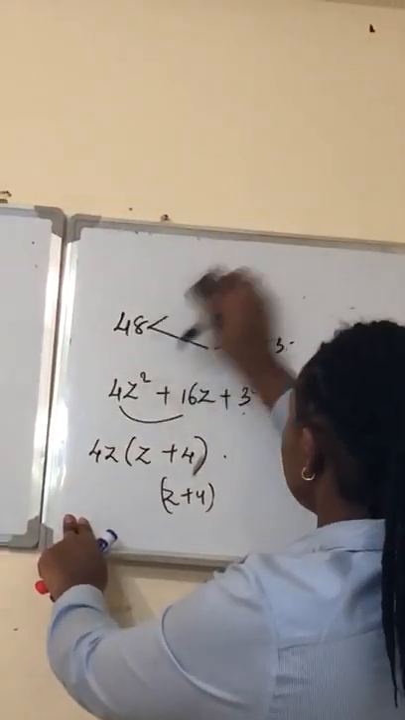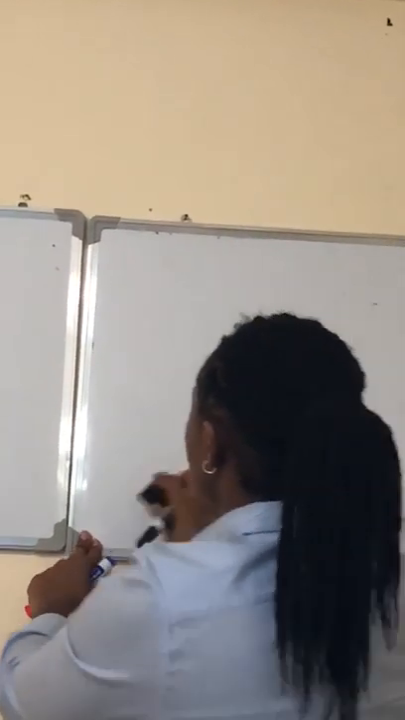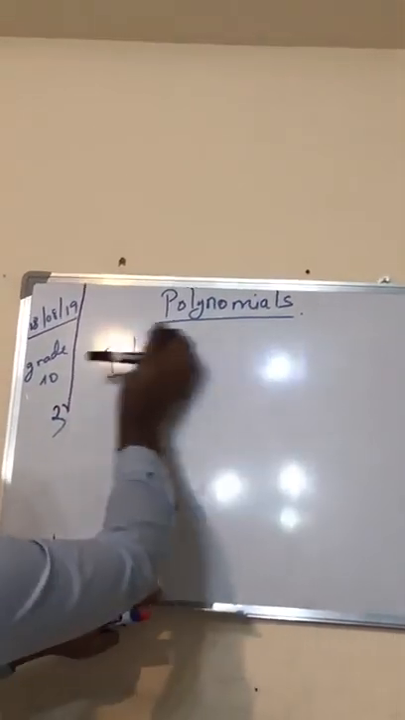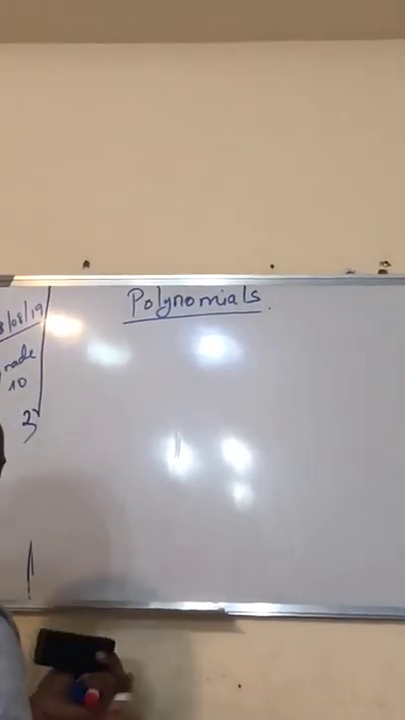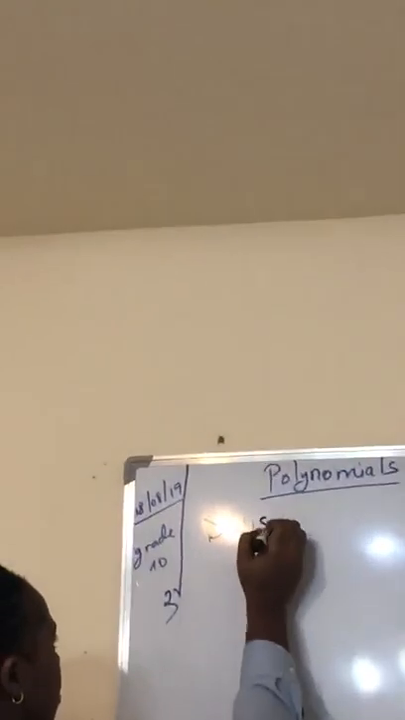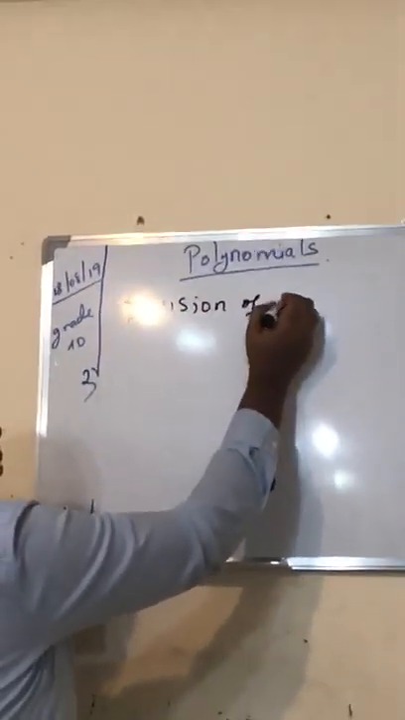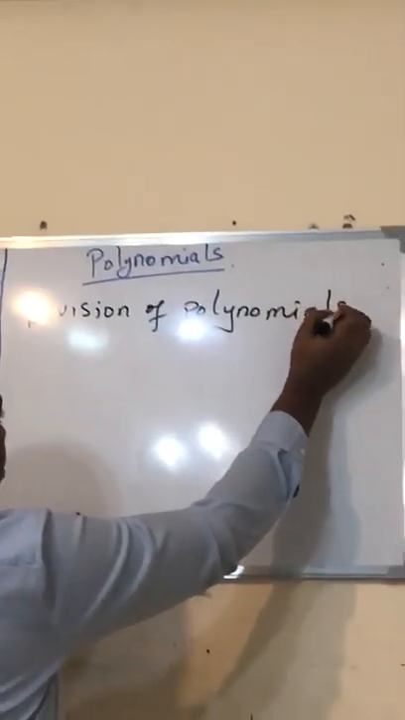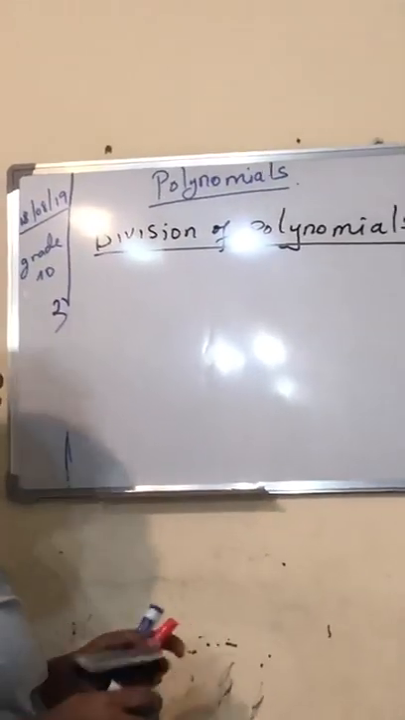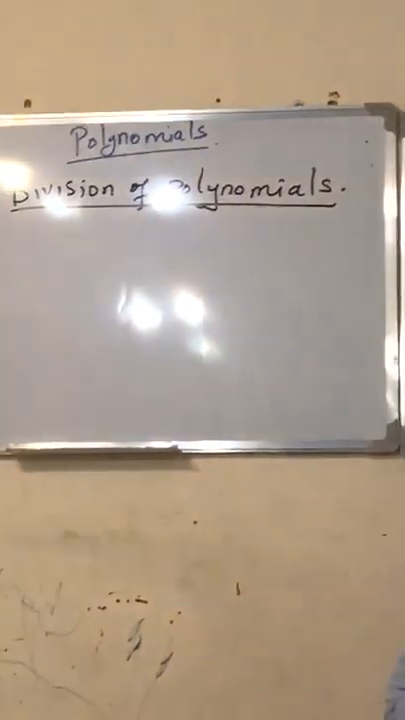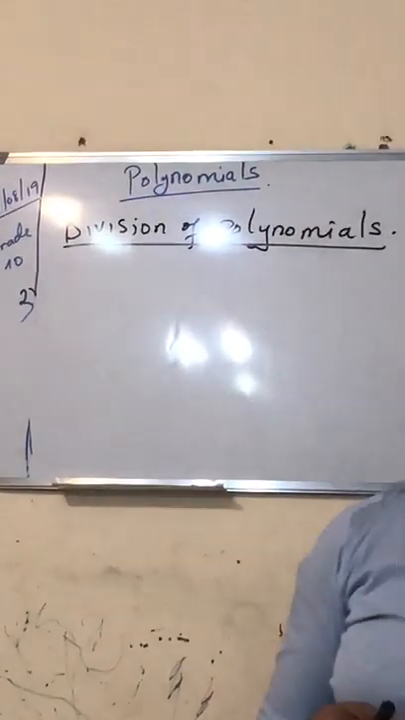The next one is, how do we divide polynomials? Division of polynomials. So we have two things we have to know on the division of polynomials. We have the factor theorem and the remainder theorem.